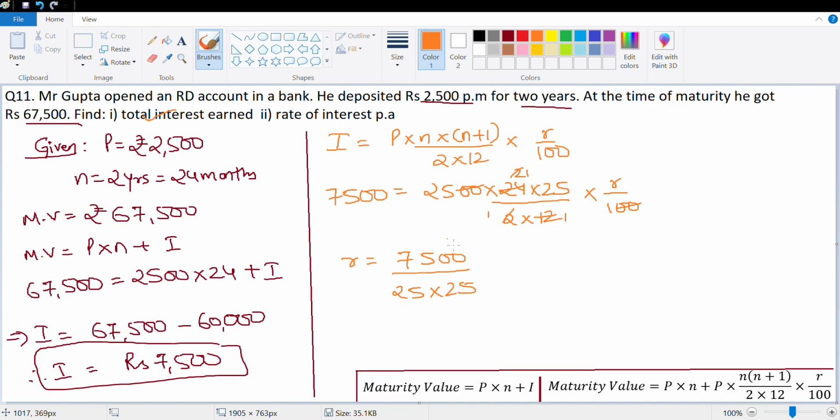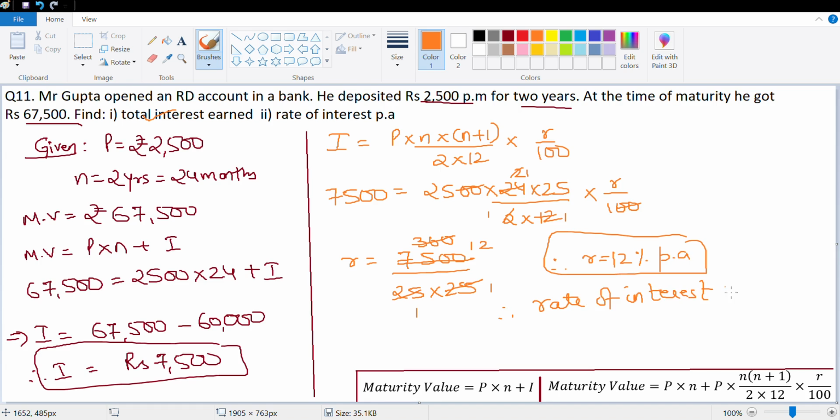Yes, 25 into 25. So 25 1 and 25 3. Yes, and this is 300. So this is 25 1. 25 ones are 25. That's 50. That's 2. Therefore, R is equal to 12% per annum. Therefore, rate of interest is 12% per annum. That's it. That finishes this exercise for us.